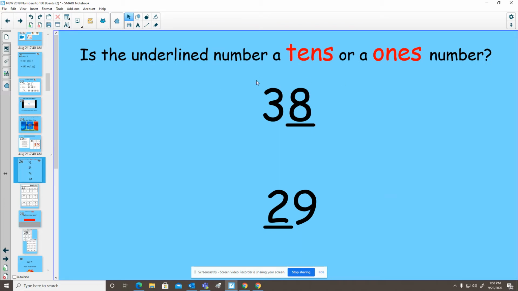Is the underlined number a tens or a ones number? Looking at this number, 38, that's a two-digit number, and the underlined digit is in the ones place. If you have a hard time figuring that out, you can make a little mini place value chart over your numbers just like this. I know that the back number is ones and then this one is tens. So I can see that 8 is in the ones place. So in 38, I have 8 ones and 3 tens.